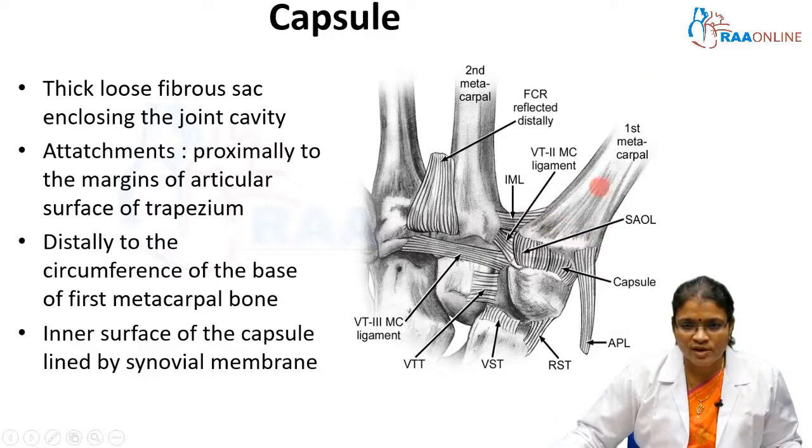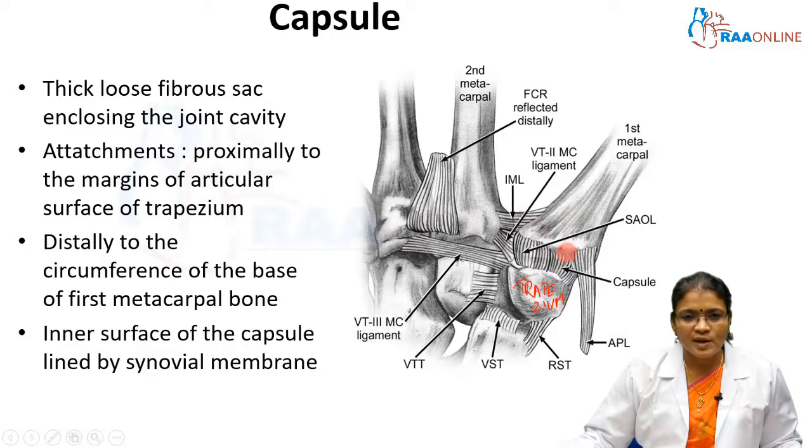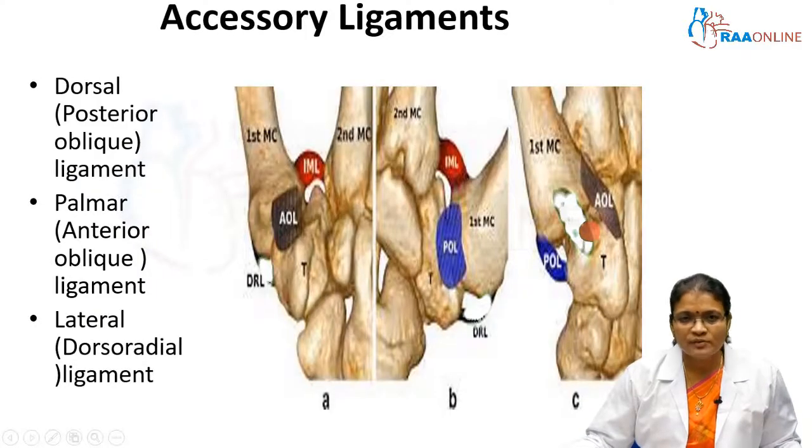You can see this is the first metacarpal bone and this one is the trapezium. You can very well see the capsule here. And the inner surface of this capsule will be lined by synovial membrane which secretes synovial fluid for the lubrication of the joint and to prevent friction.